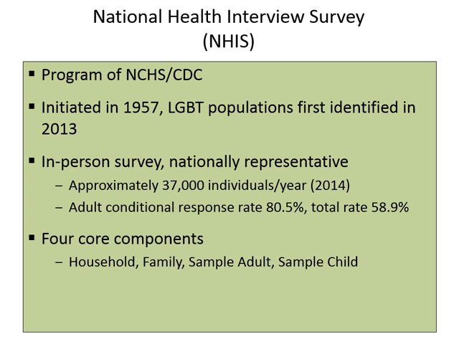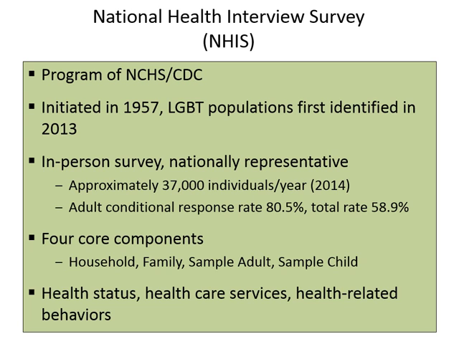NHIS has 4 core components. There are households, which is the main sampling unit. Within households, there are families, which are 2 or more related individuals. And then you have adults and children. And the LGBT population is identified in the adult sample.